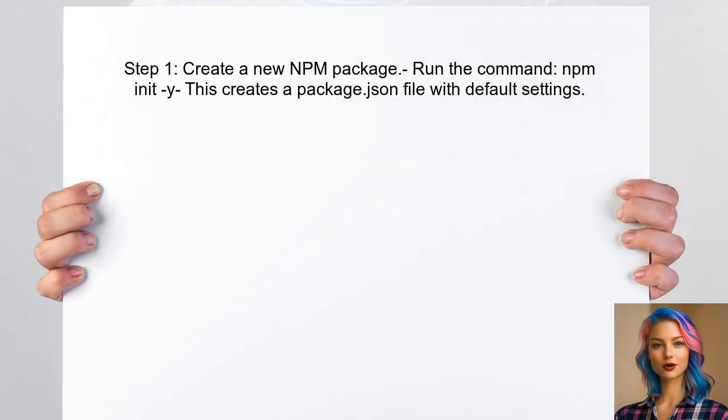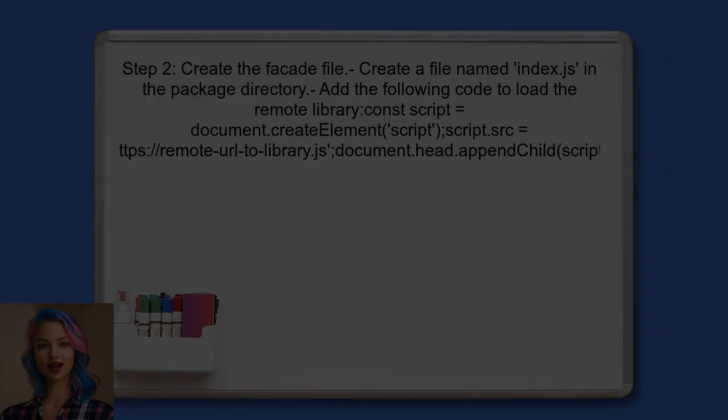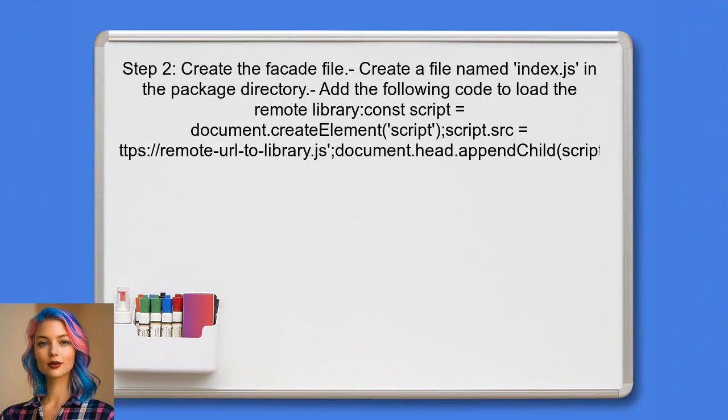To begin, the user needs to create a new NPM package that will serve as the facade for the remote JavaScript library. This involves setting up a package.json file and defining the necessary metadata. Next, the user should add the remote JavaScript library URL to the facade file. This file will be responsible for loading the library dynamically when the application runs.